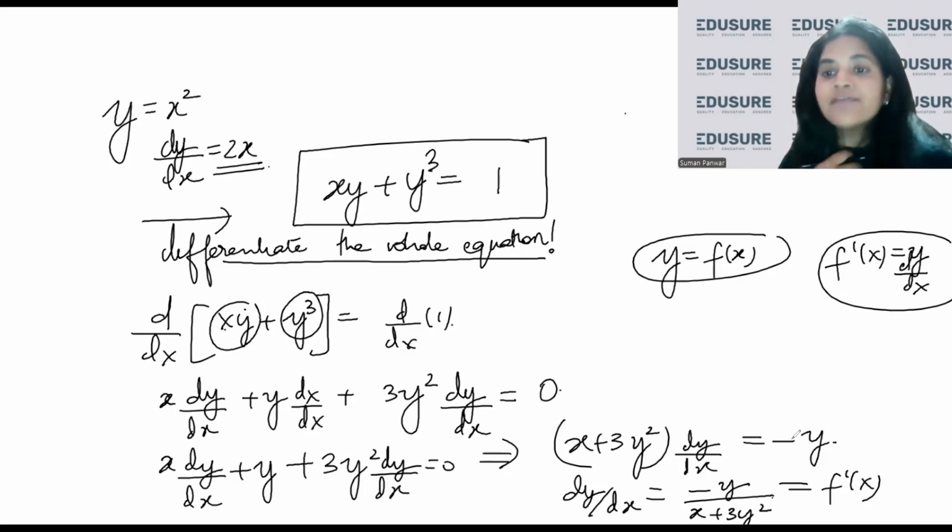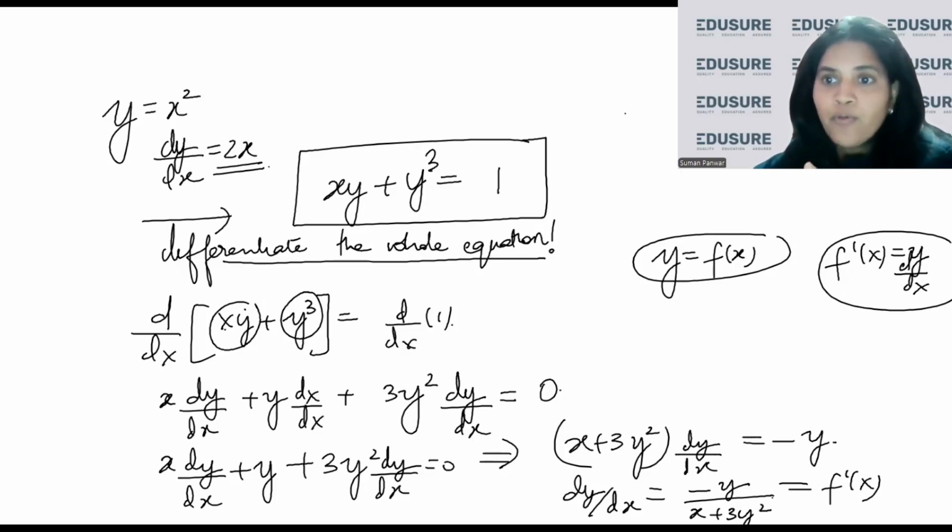So when we could not express y explicitly in terms of x, we used to differentiate the whole equation in terms of x, assuming that y is a function of x. And then we used to apply all the rules, product rule, quotient rule, chain rule. Then we used to collect terms containing dy by dx on the left and the other terms were moved to the right. And then we used to get an expression for dy by dx.